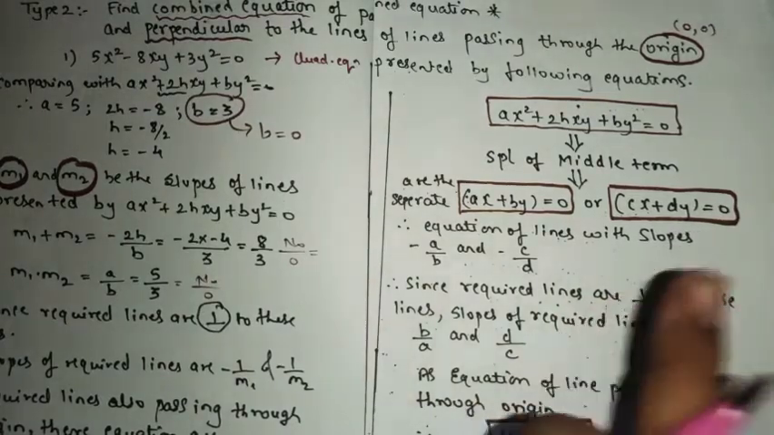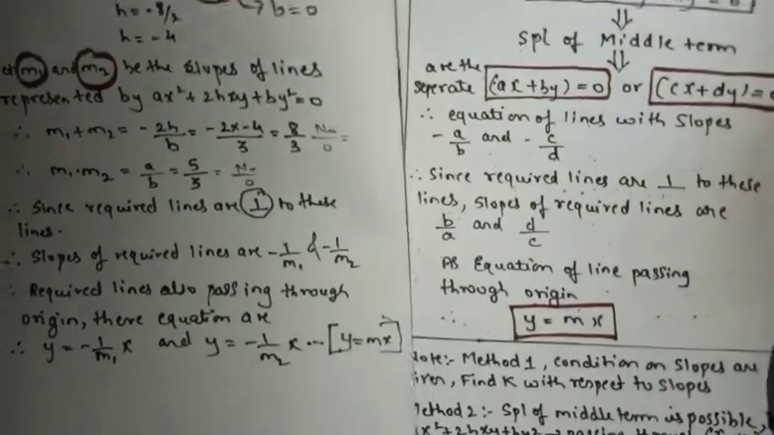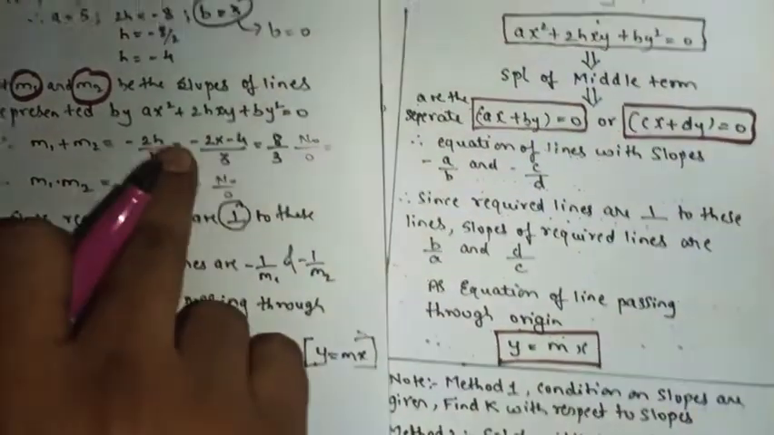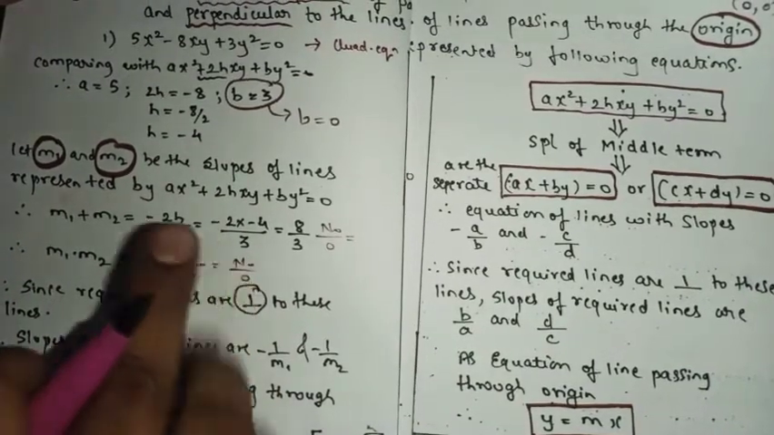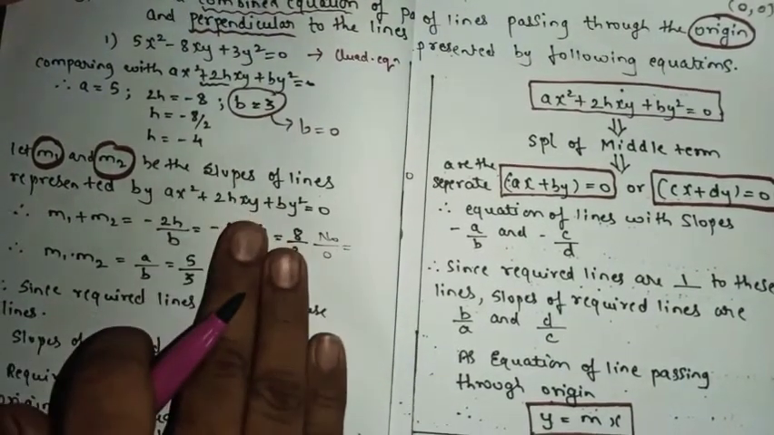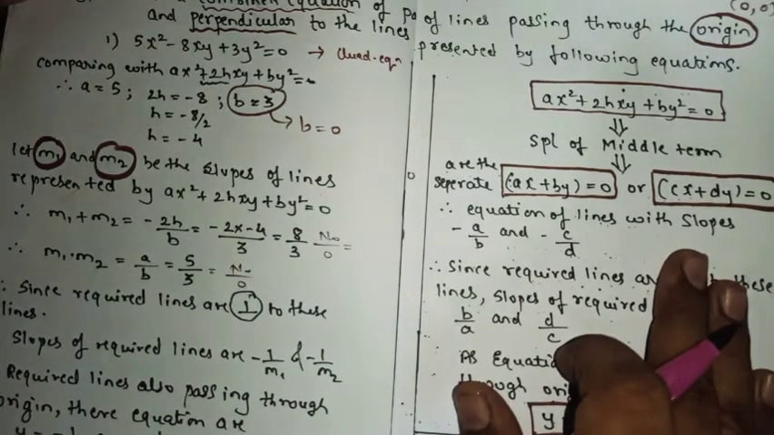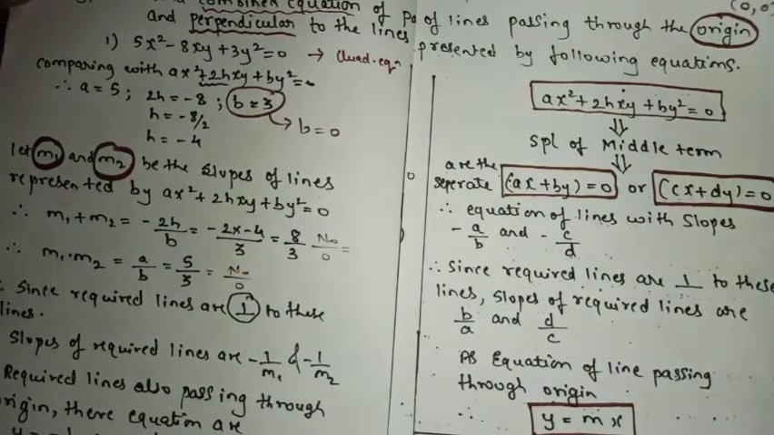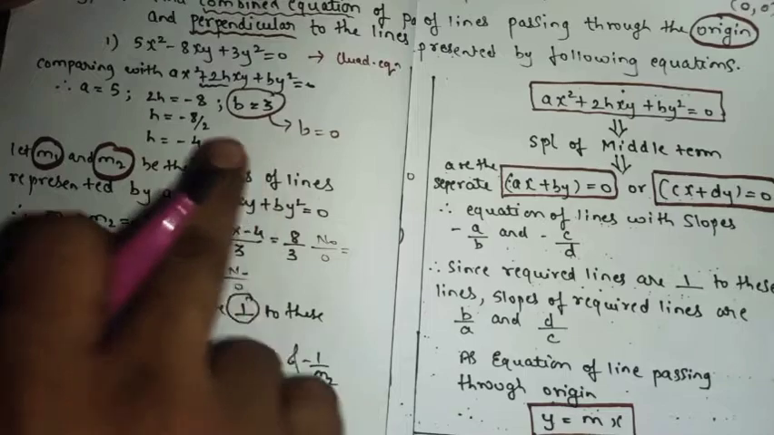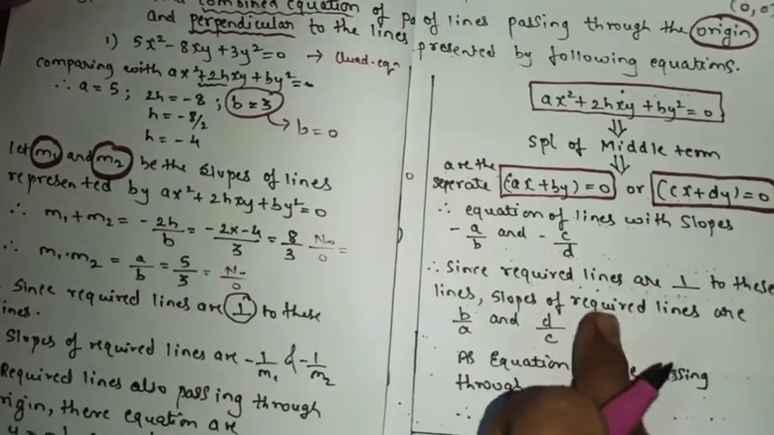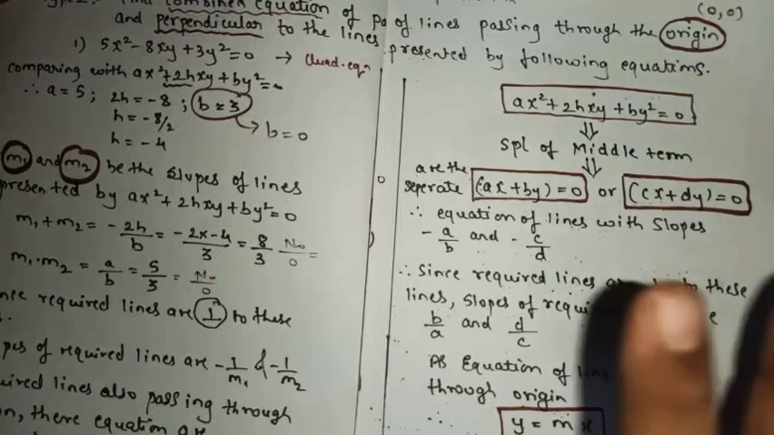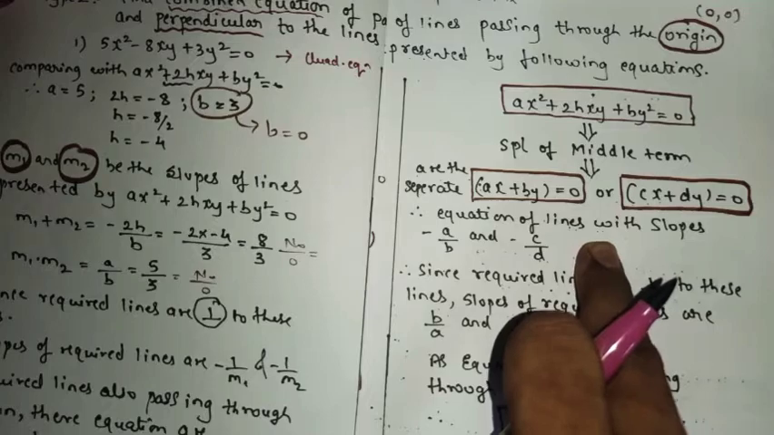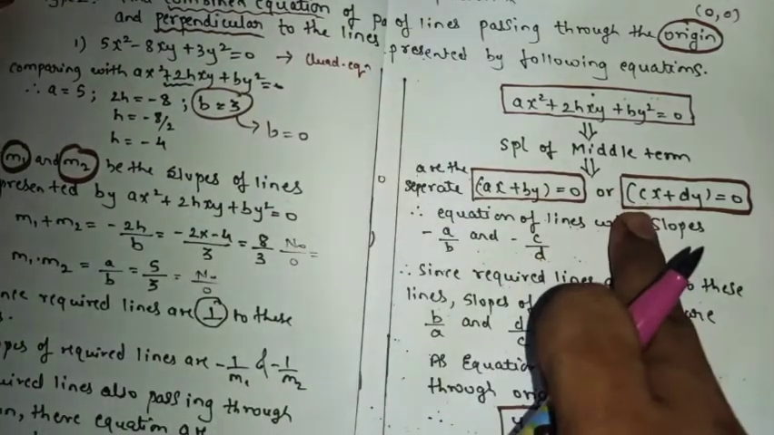So method number 2, we have to apply when the splitting of middle term is possible, or if the value of b is equal to 0. When the value of b is equal to 0, we cannot apply method number 1. We have to solve the sum using method number 2. Got the point? Remember this point. So here we got 2 points: if the splitting of middle term is possible, stick with method number 2; if the value of b is 0, method number 2.